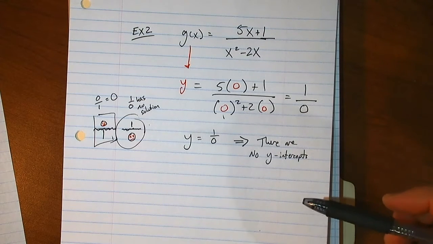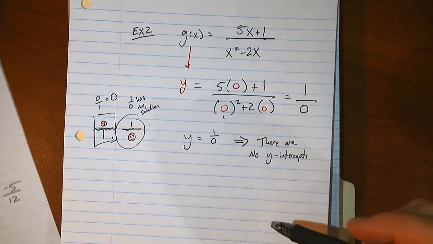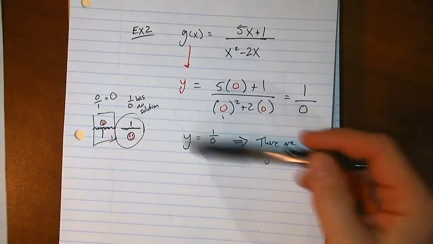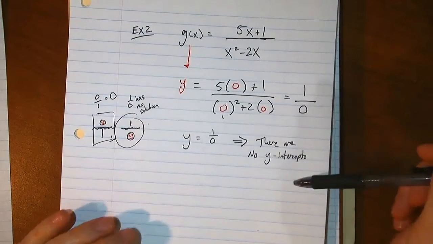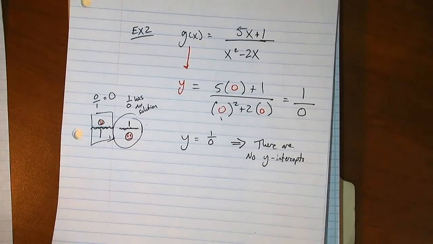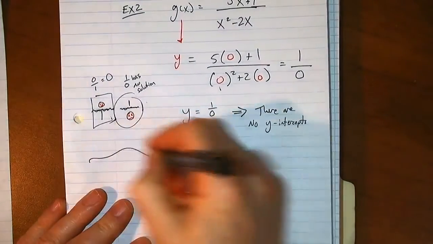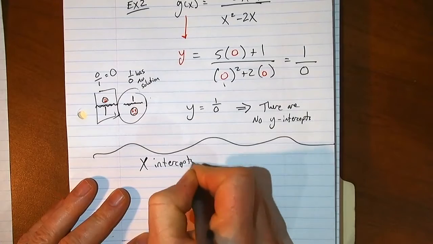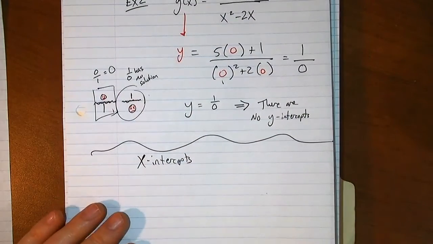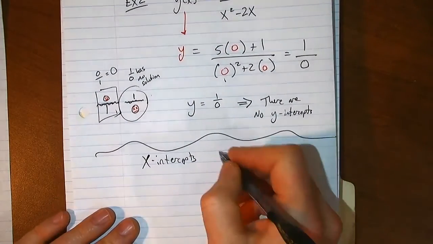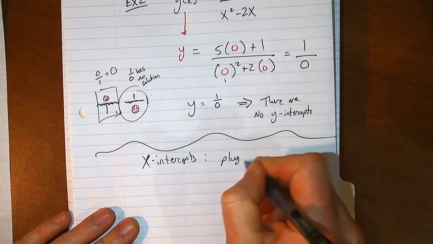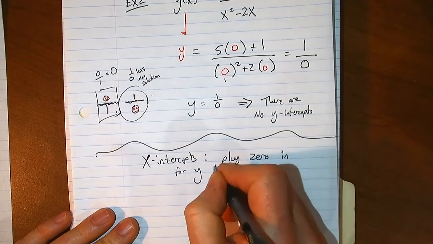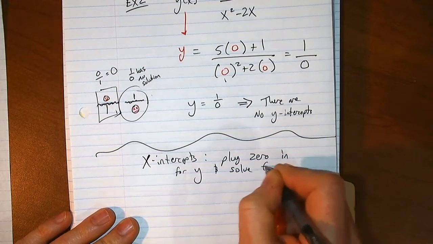All right, so that's y-intercepts. Here's an example in example number 1 where there is a y-intercept. And here's a situation in example number 2 where there's not a y-intercept. And you can definitely see both of those scenarios. So let's move on now to x-intercepts. Okay. Now, again, with x-intercepts, we already know the basic idea for how to do this. You plug 0 in for y and then solve for x.